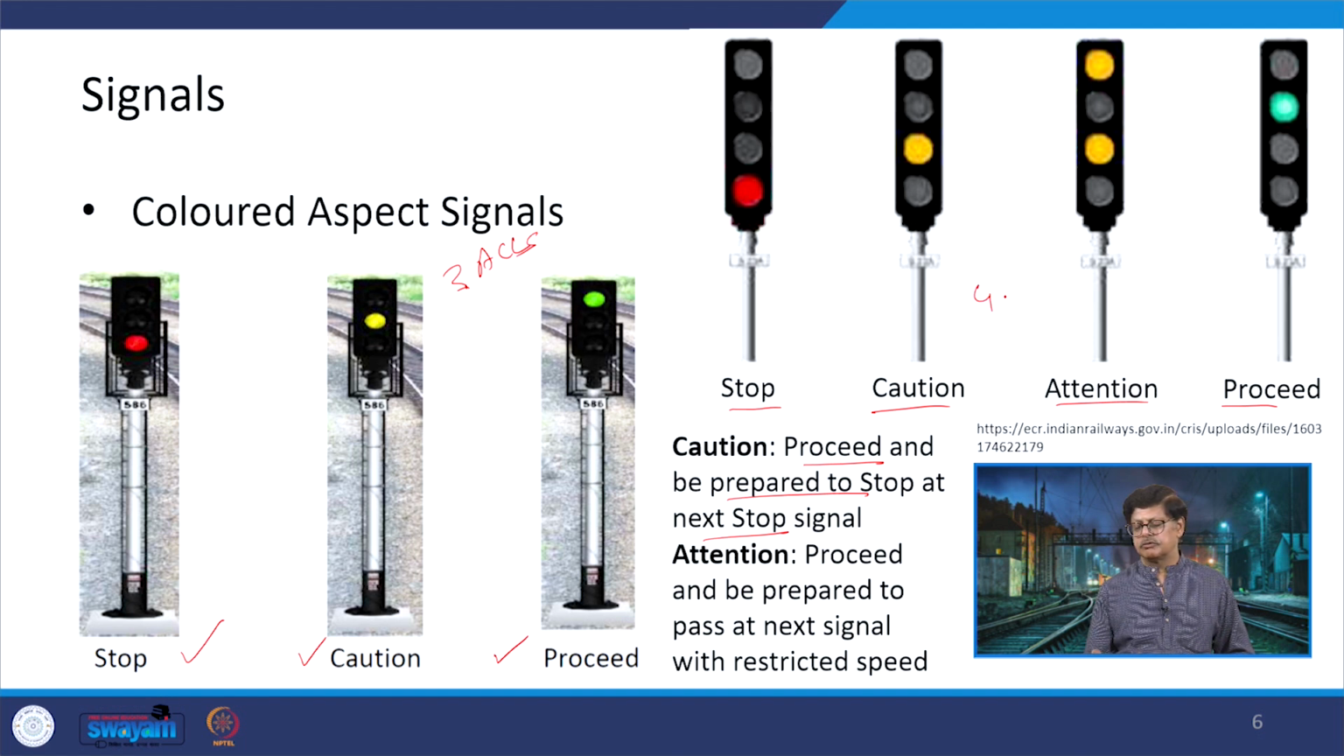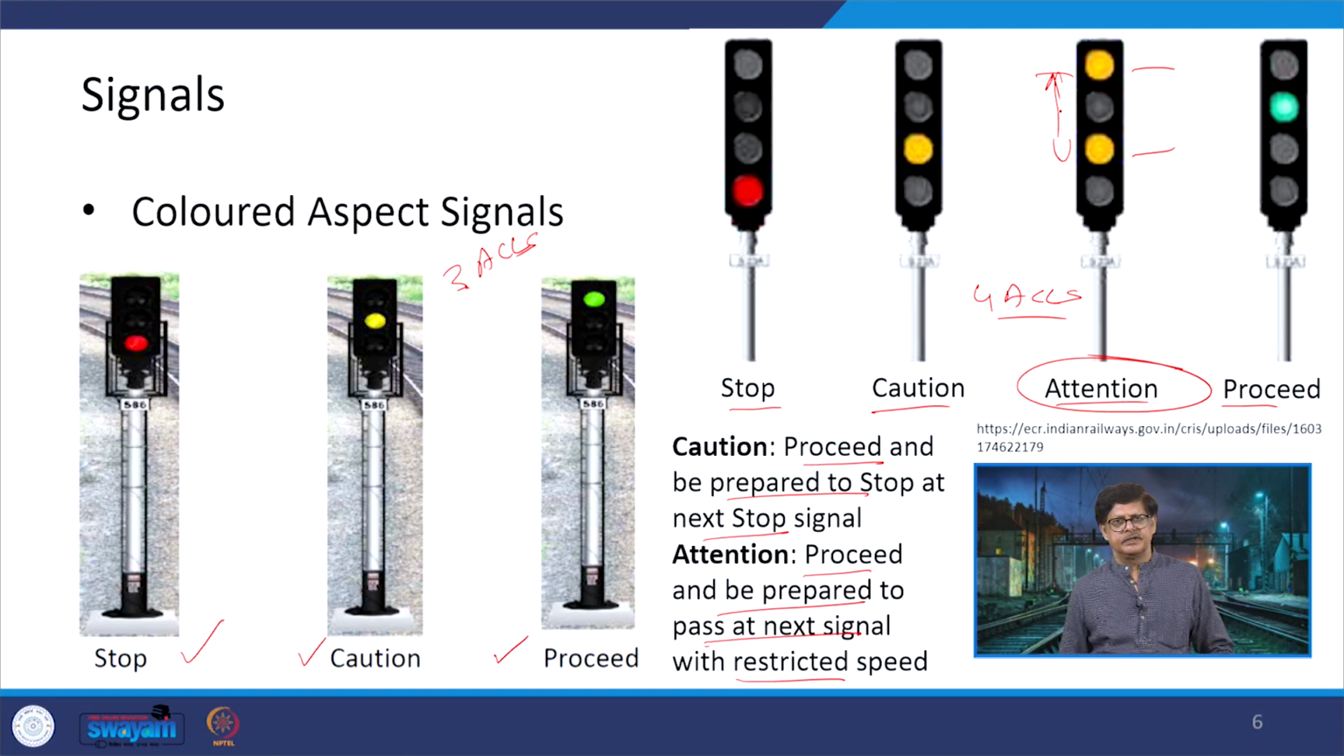Now, we are talking about a 4 aspect color light signal. Attention is the other aspect which has been added, and here attention means proceed, but be prepared to pass the next signal with restricted speed. Here 2 yellow lights are being shown, which are at a certain distance of, say, 1.5 meters, as we have discussed previously.